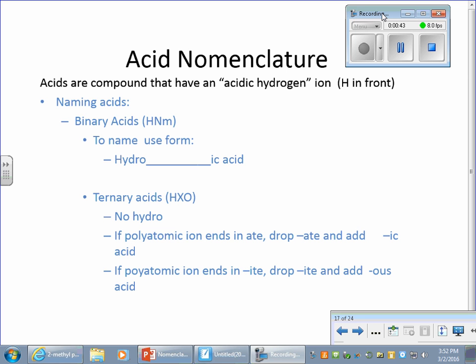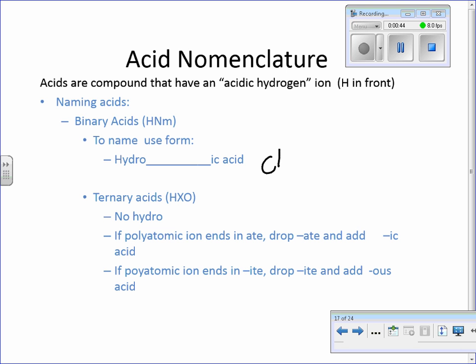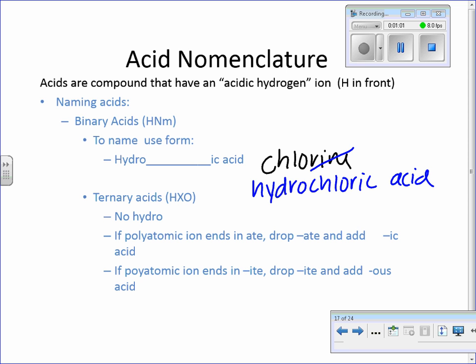For example, if we are looking at chlorine, we're going to drop this ending and add a hydro in front. So it would be hydrochloric acid. And that's just talking about an element or a nonmetal.